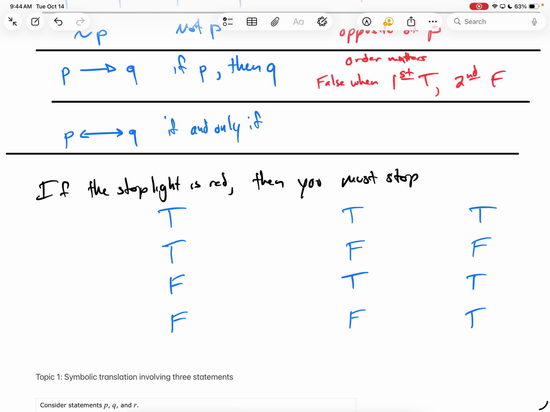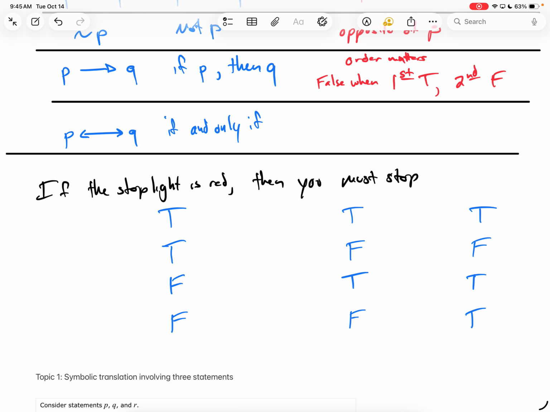If the stoplight's red is false, so it's not red, then you must stop. There are scenarios in real life where if the stoplight's not red, you still have to stop, right? Like someone's crossing the street or the traffic, or, I don't know, whatever. Stupid geese that always want to delay traffic. You have all these different reasons, right? If the stoplight's not red, you may still have to stop for a reason.